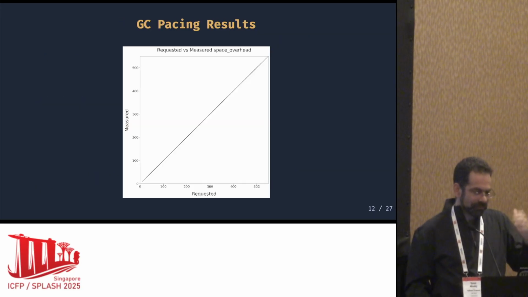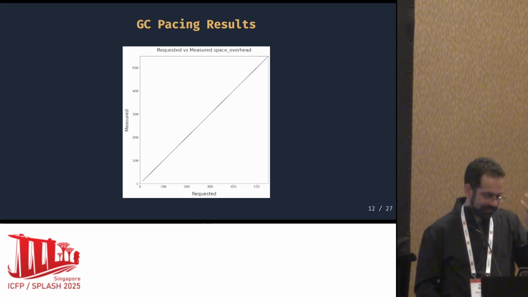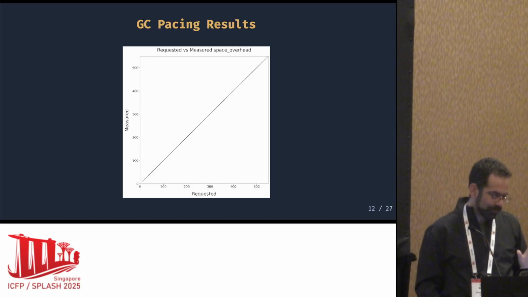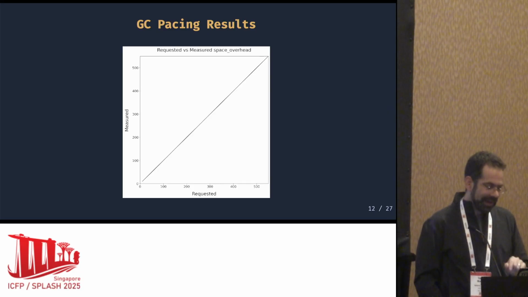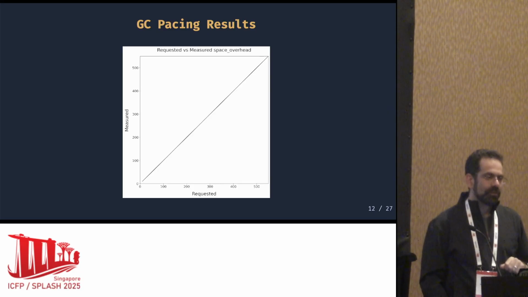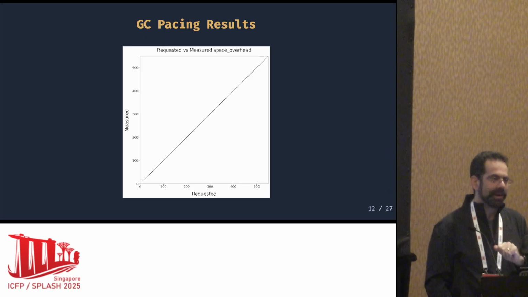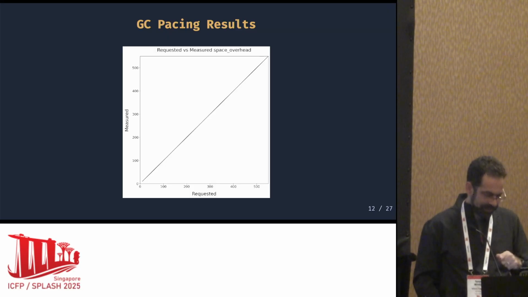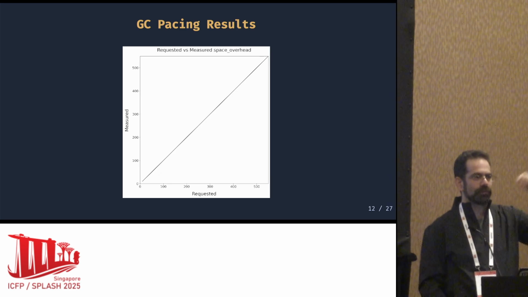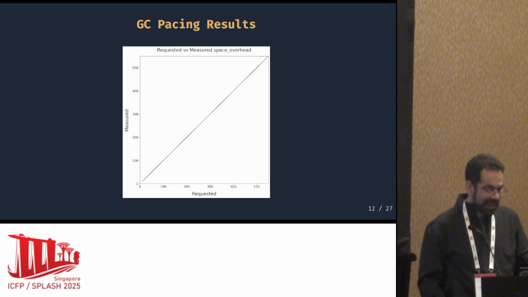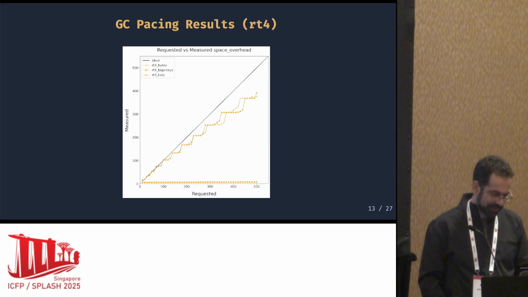Now let's talk about the results. How did this thing work in runtime 4? First of all, I just want to lay out what this graph is supposed to show. There's no data here yet, but on the x-axis we have the space overhead we requested. 100 in this graph means you can have up to a factor of 2 extra memory, and then we can measure what space overhead we got. And then what do those lines look like?